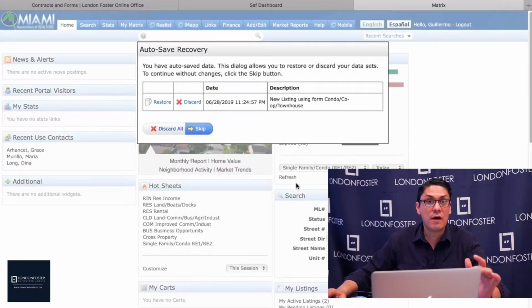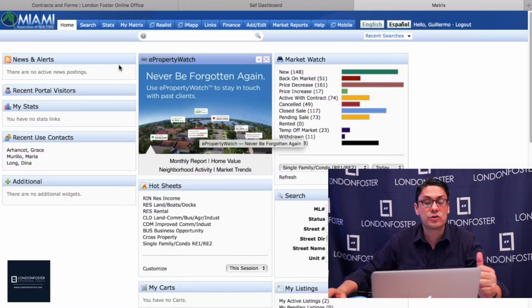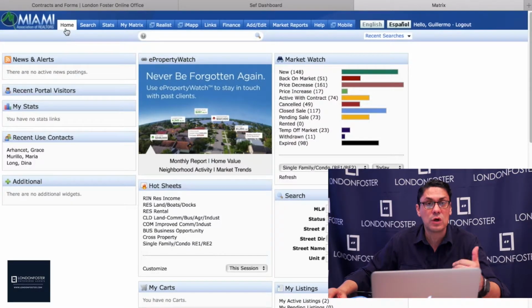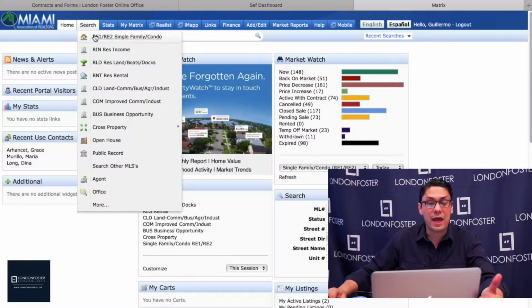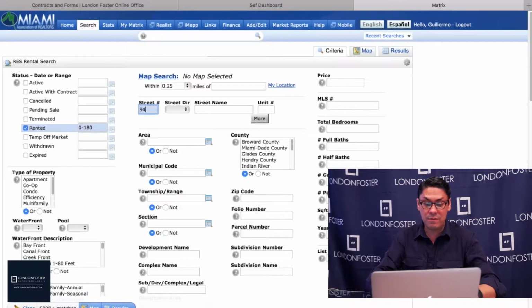Within your Matrix, obviously, if you're getting a listing agreement, it is not up on the Matrix, but there are ways of looking up past deals or past sales or past rentals so that you can actually find the MLS number. So for instance, if we were doing a listing and you know the address, maybe what we could do is look it up through past rentals.